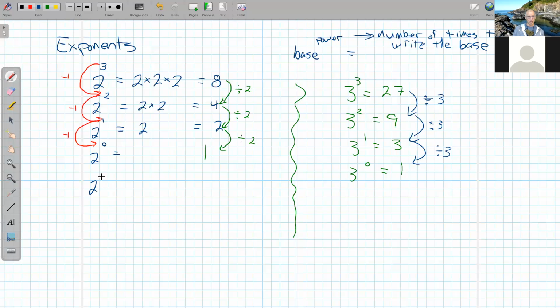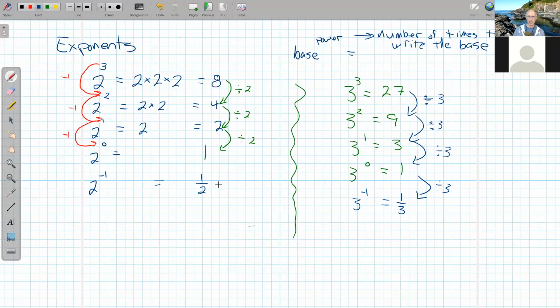Any thoughts? Negative 1? And on the other side, if it really means divide by 2 every time, well, 1 divided by 2 again would be 1/2. So this says 2 to the negative 1 should be 1/2. If we tried that with the 3's, we would get 3 to the negative 1 equals 1 divided by 3, or 1/3. Okay, so notice 2 to the negative 1, I ended up with a 1 over 2. 3 to the negative 1, I ended up with a 1 over 3.